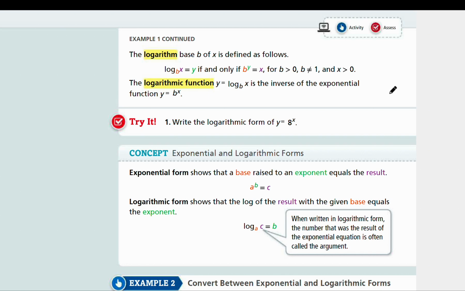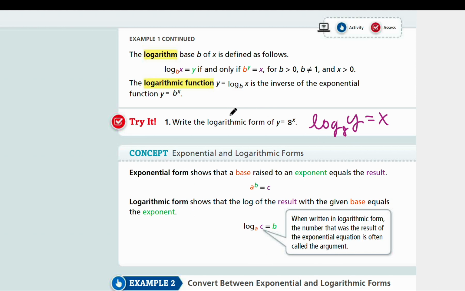Okay, are you ready? So, log, we need the base. Where's the base? 8. Log base 8 of x, which is the solution for the exponential function, which is y in this case. So make sure you write 8 in a smaller font. Log base 8 of y is equal to x, the exponent.